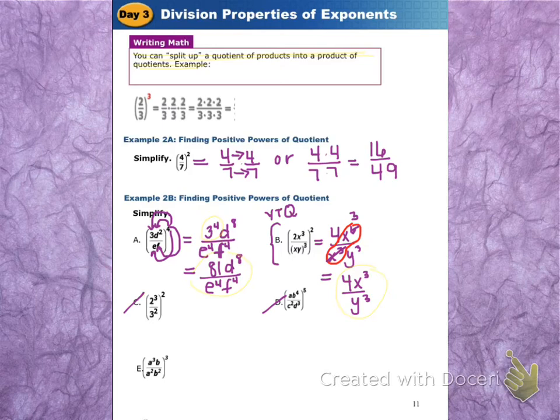So pause the video and check your work when you're done. So go ahead and check your work. Our final answer is a to the third over b to the third.